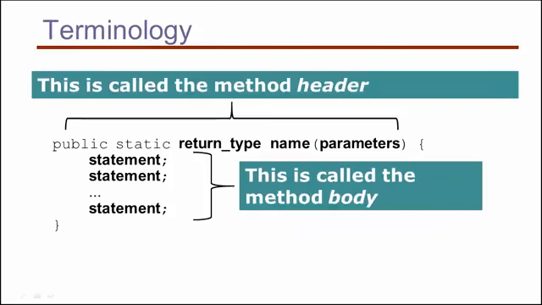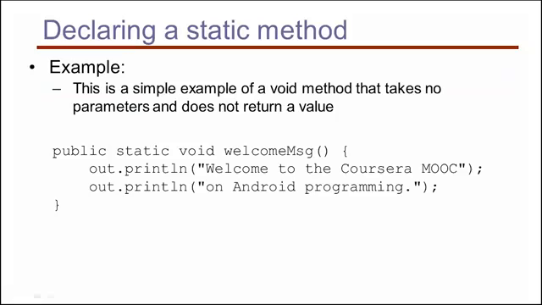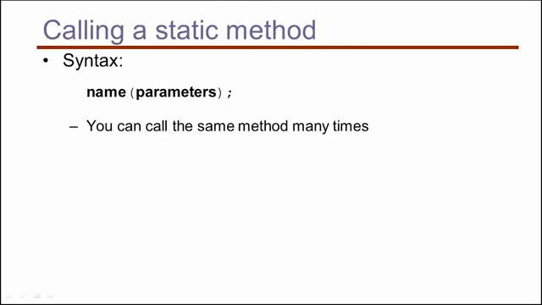So every method is made up of a header and a body. The method header is everything that is needed to be known to call the method. The method body is the code that will be executed when the method is called. Here's an example of a very simple method. This method does not return a value and does not receive any parameters, and it simply prints some text to the display. To call a static method, you simply reference the method name and place the parameters inside the parentheses. If the method does not take any parameters, the parentheses are empty.